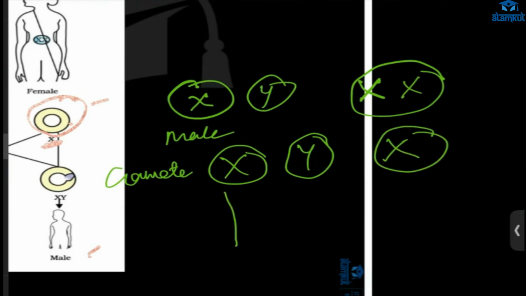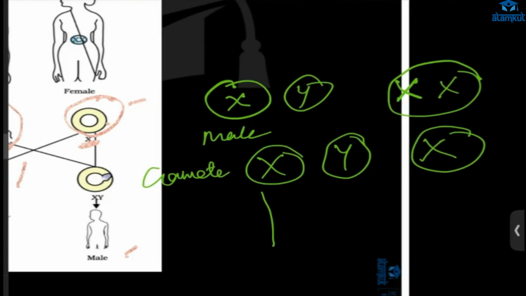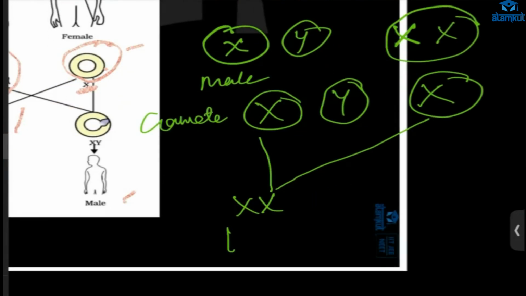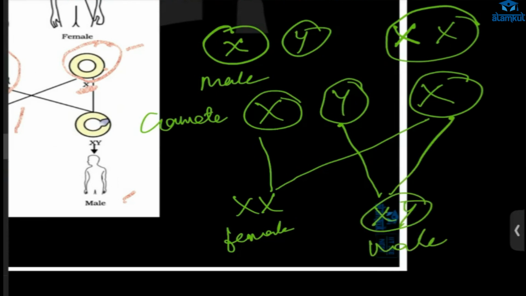If the male gamete is X and it fuses with the female X gamete, we get XX, that is a female child. And if we get the Y gamete from the male, we get XY, that is male. This is sex determination in humans, and it is determined by the male.